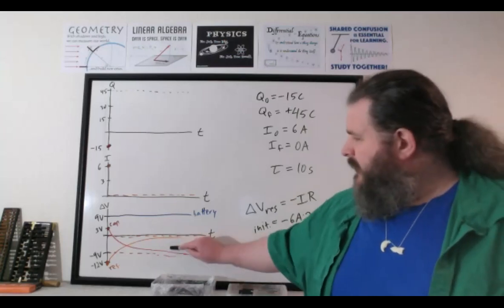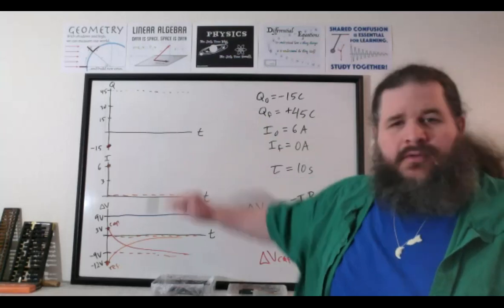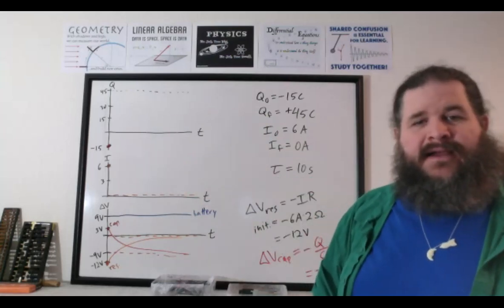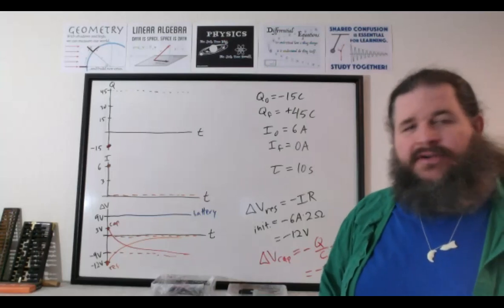So with that out of the way conceptually, let's take a look at the charge on the capacitor graph and the current through the resistor graph in more mathematical detail. See if we can establish some more data points and some actual functions.